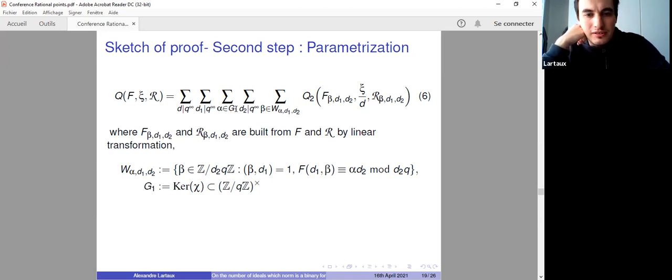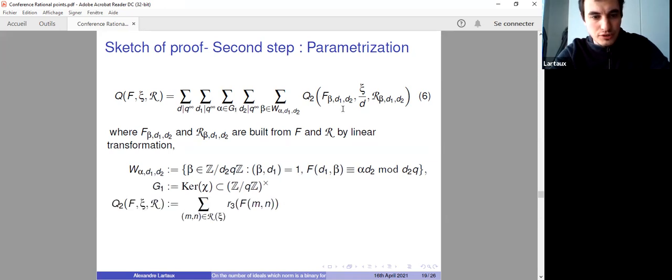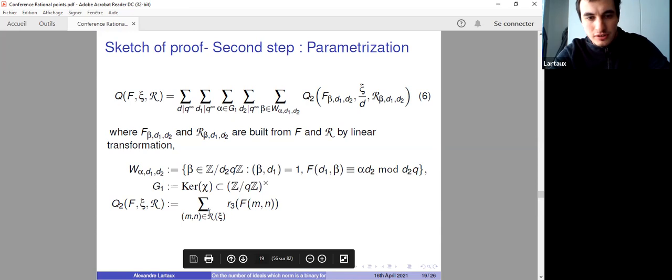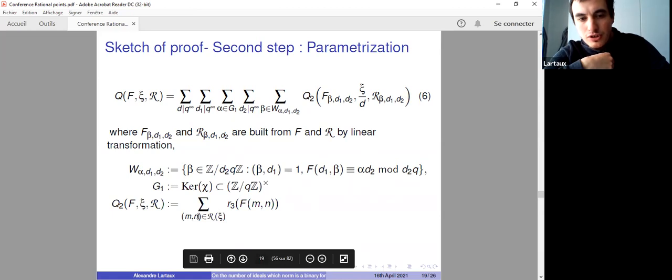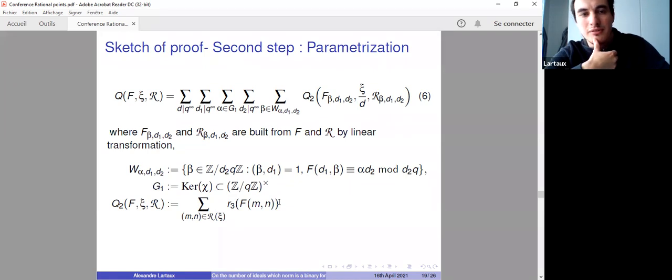And so this set G1 gives us our parameterization, and Q2 is just this sum. But in our case, f beta d1 d2 and r beta d1 d2 are built with respect to the condition that all the tuples (m, n) in R of x satisfy K of f of (m, n) equal to 1. And so we can make our change of variables in our sum.